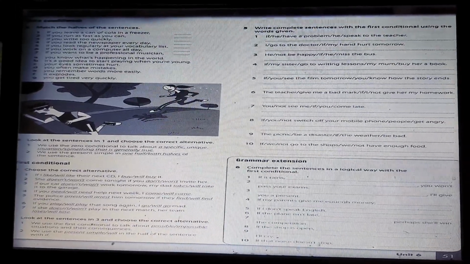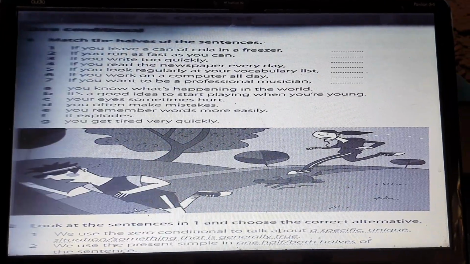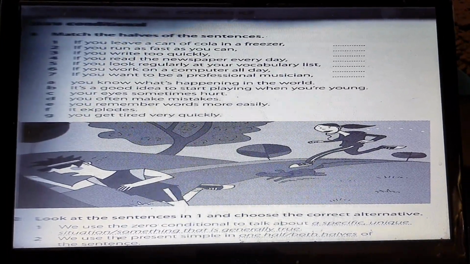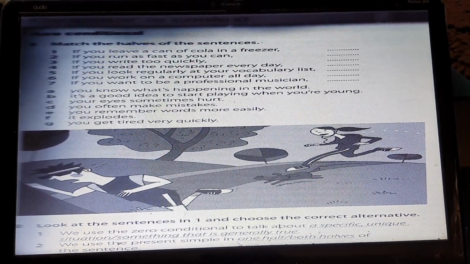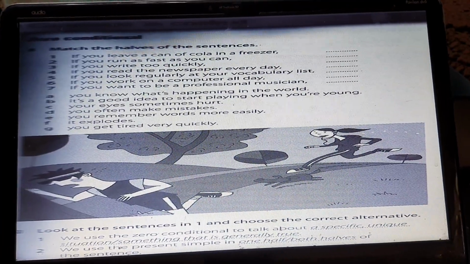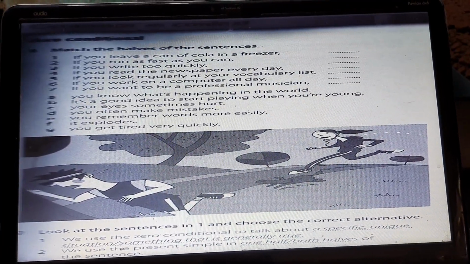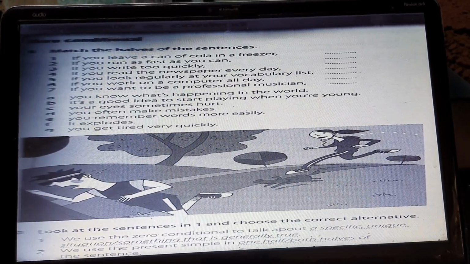Please prepare yourself. We're going to do these exercises together, okay? Stay with me. Now, let's start with the first question. Match the halves of the sentences. Number 1. If you leave a can of cola in a freezer, what will happen? It goes with F. It explodes. We are going to write the first one, F.